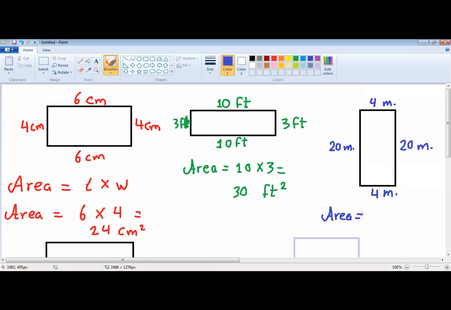We're gonna multiply what number by what number? Just a minute. What is the length? 20 multiplied by 4. 20 times 4. What is 20 times 4? Just drop 0 in the answer, then multiply 2 by 4. 8. So the answer is 80 squared meters.